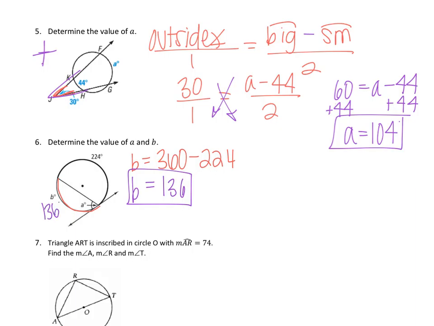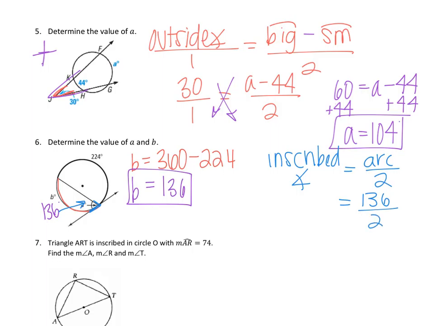So if B is 136 degrees and we're trying to find angle A, which is on the edge of the circle. As weird as it looks, it's on the edge, and so that means it's an inscribed angle, which is equal to its arc over 2. And the arc happens to be B, which we said was 136 over 2, giving us a value for A of 68.